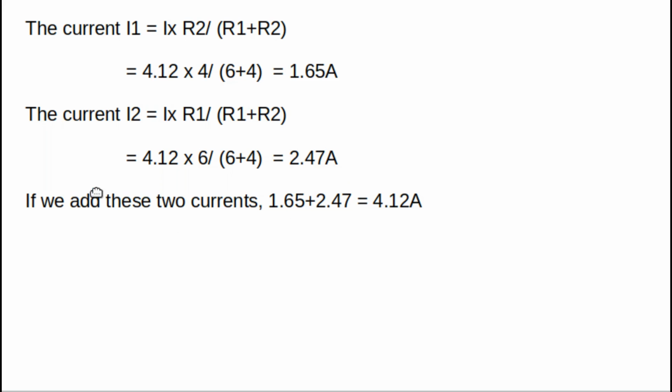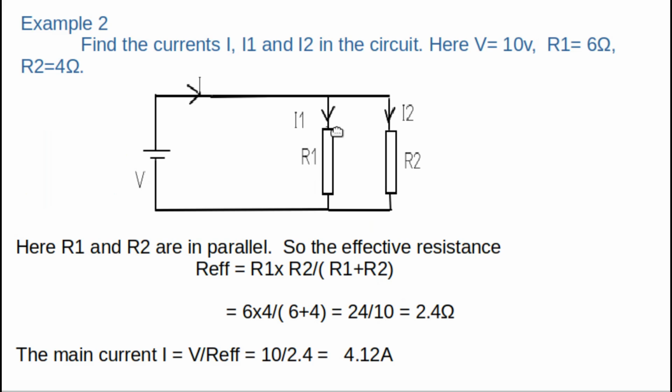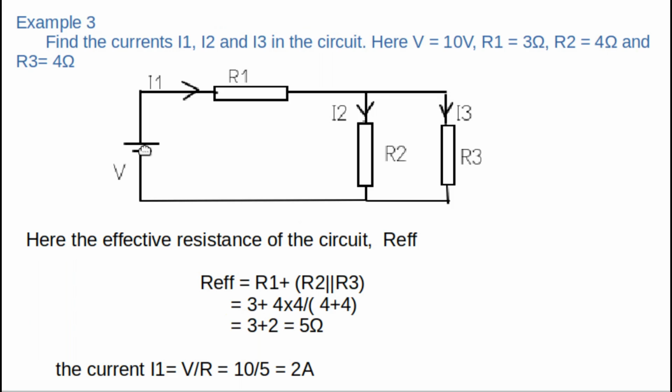And when we add these two currents, we get 4.12 ampere, and that was the main current I. So here when we add these two currents, we get the value of this current. So we can say this current is divided into I1 and I2, and if we add these two currents, we will get this current itself. Hope the idea is clear to you.